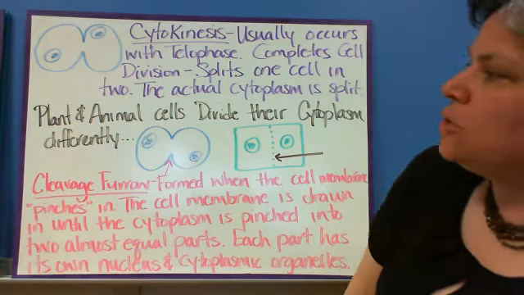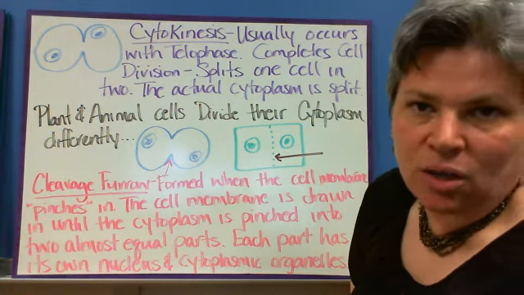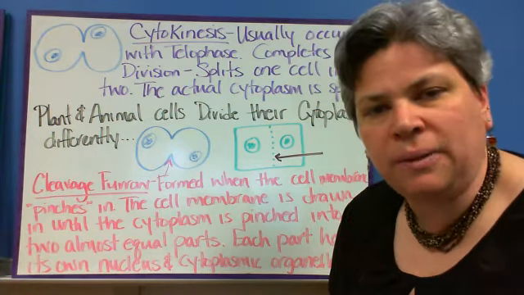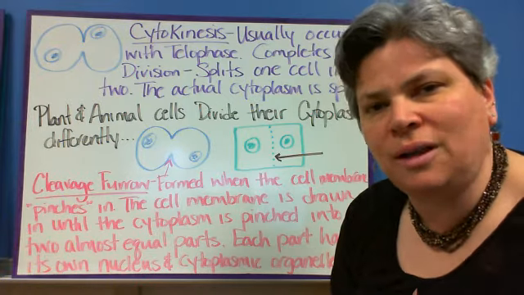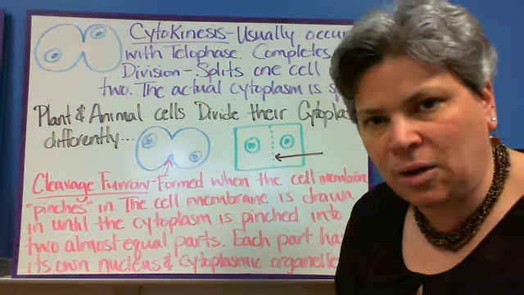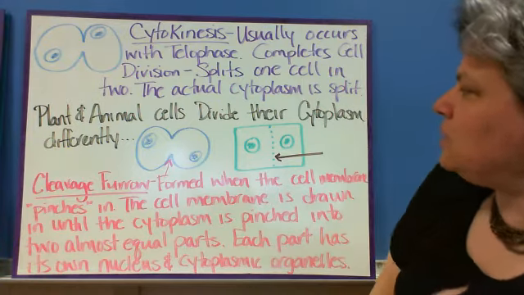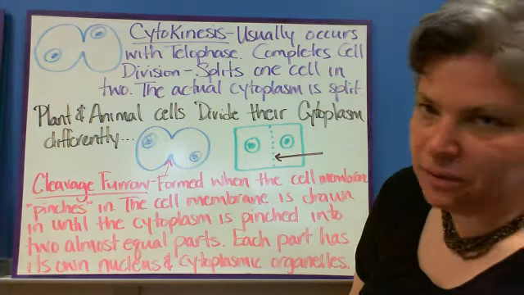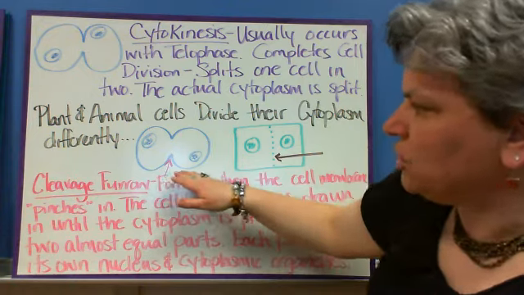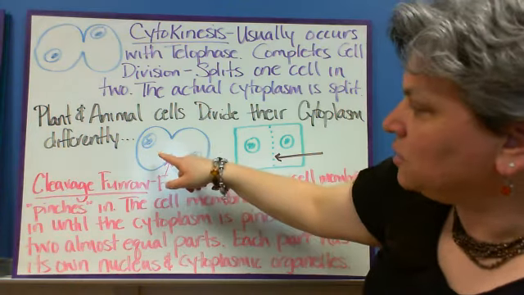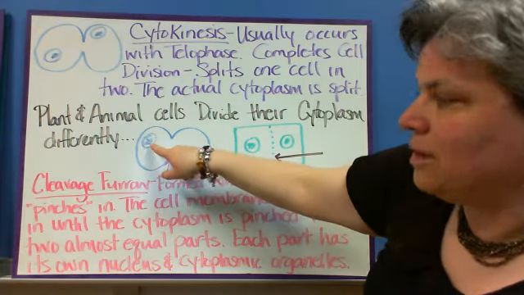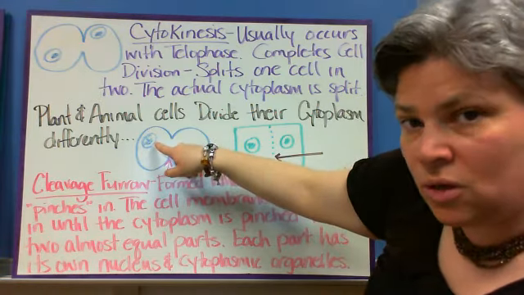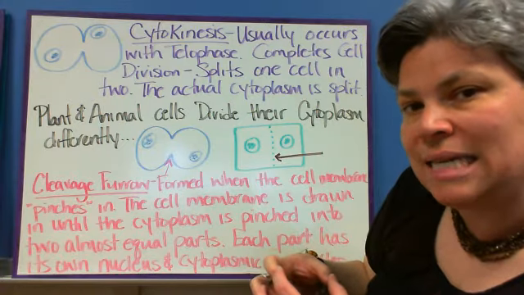Okay. So let's talk about plant and animal cells. We know that there's differences between plant and animal cells as far as their structure, but there's also a difference when it comes to how they separate their cytoplasm. So plant and animal cells divide their cytoplasm differently. And I've tried to kind of show you a picture here. In the animal cell, you can see my nuclear membranes have started to reform, and you can see that the chromosomes are back to that chromatin.